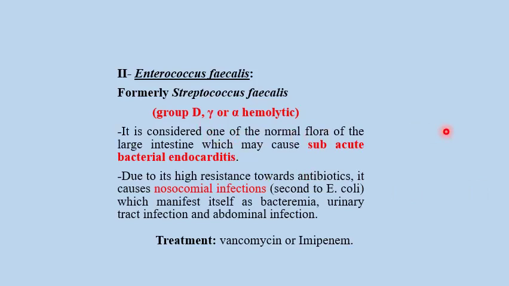but here the organism is present in the intestine and may reach the blood, go to the heart, and cause subacute bacterial endocarditis. Due to its high resistance towards antibiotics, we find that Enterococcus faecalis, unlike the other streptococci, acquired resistance against a group of antibiotics. So it causes problems in hospitals, causing nosocomial infections, second to Escherichia coli, which manifests itself as bacteremia. It may cause bacteremia in the hospitals.